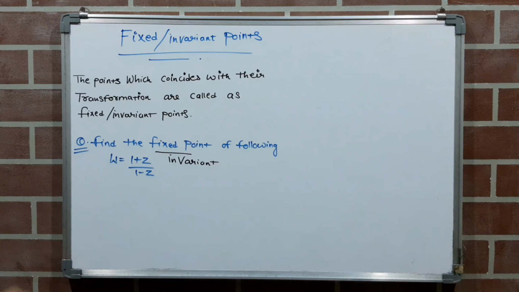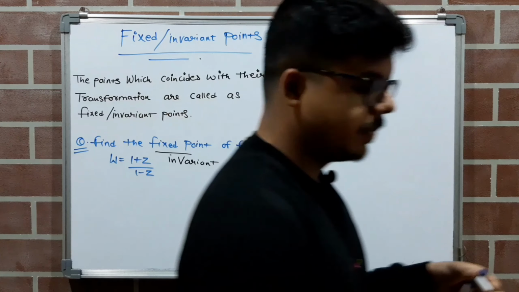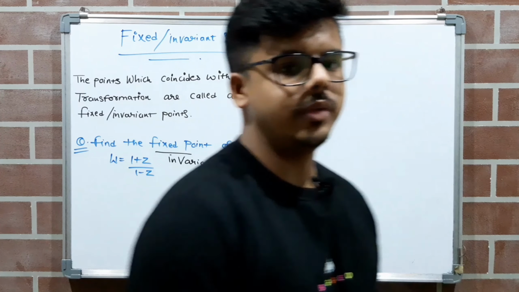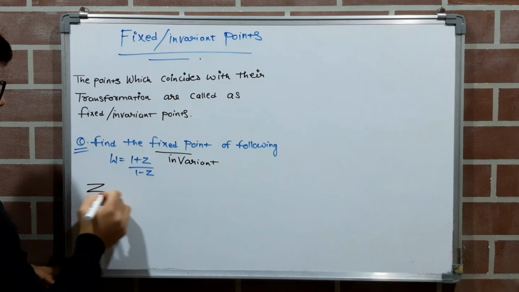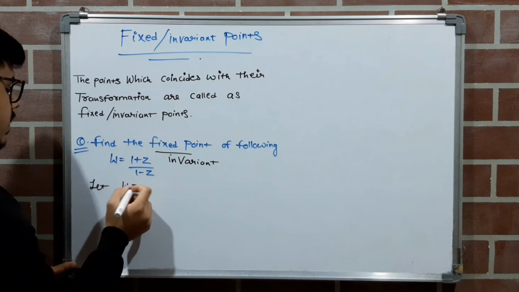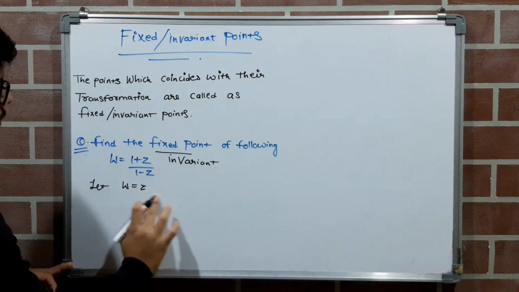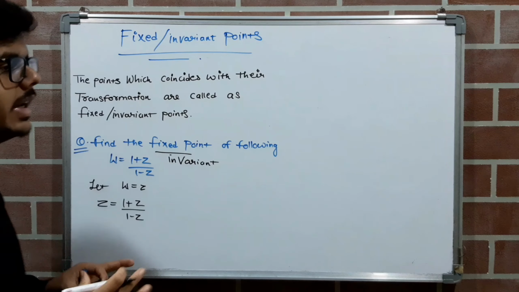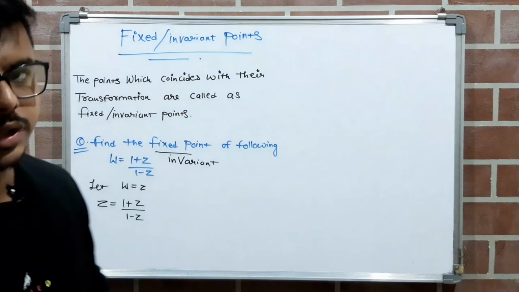So what was the concept? The point which we get in the w plane after performing the mapping operation will be the same point which we have in the z plane. So we just need to put z in place of w, right? So let w equal z. By applying this condition you can find the fixed point, because this is the condition of a fixed point. So z equals (1 + z)/(1 − z). And in bilinear transformation you can get at most 2 points only, that means 2 or less than 2, not more than 2.